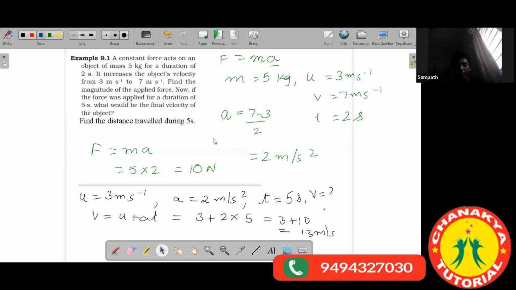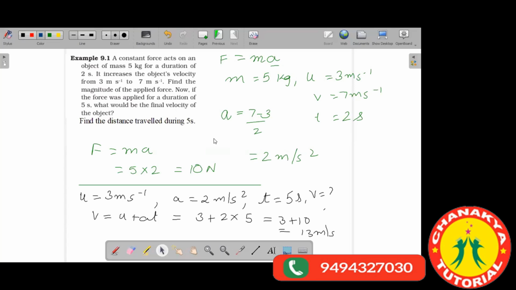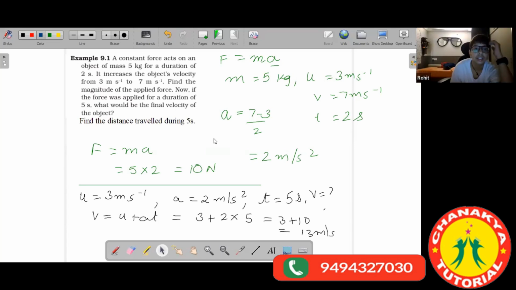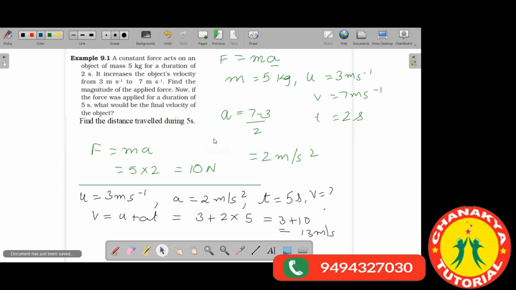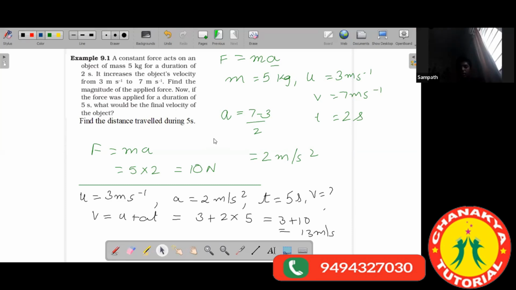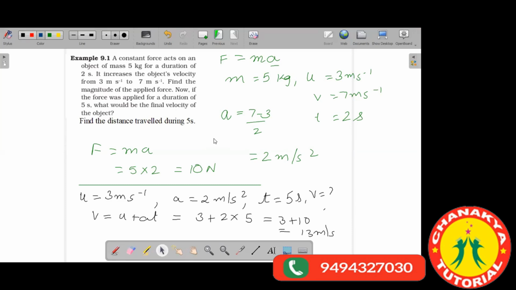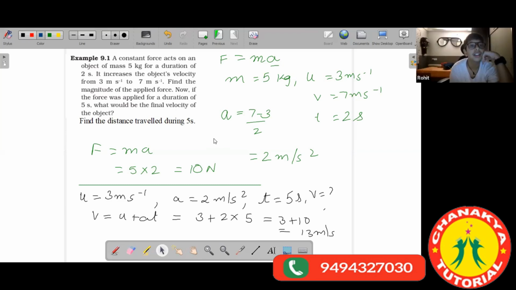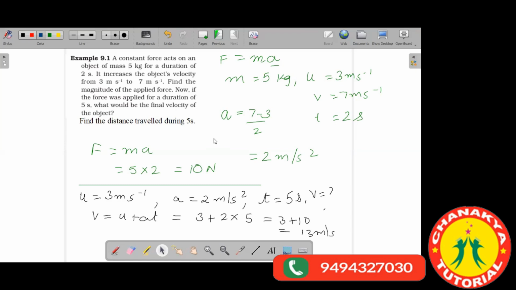Sir, the answer will be 40 meters. Okay, so anyone else who found it out? Yeah, Rohit, have you found it? 30. Okay, Rohit is getting 30. Who is getting 40? Sir, Sampath. Sampath is getting 40. Harshit, what about your answer? Yes, sir, 40. I calculated wrong. Harshit and Mohammed Rehan, so the answer.